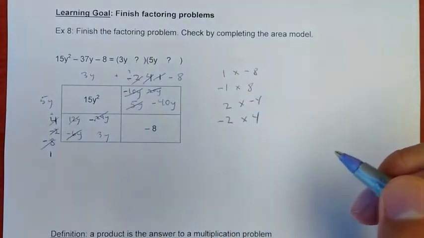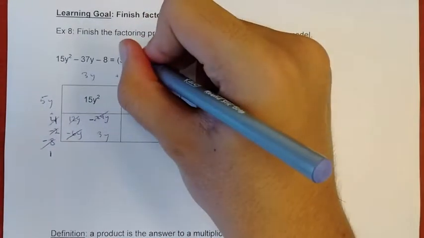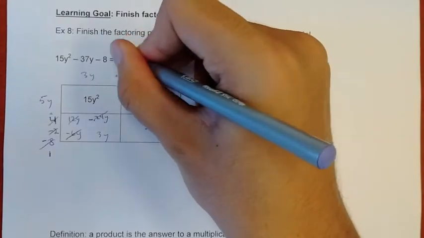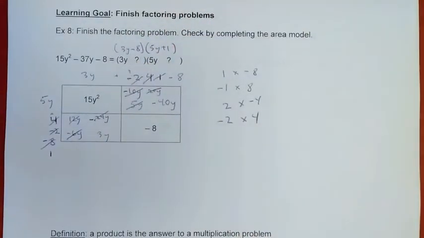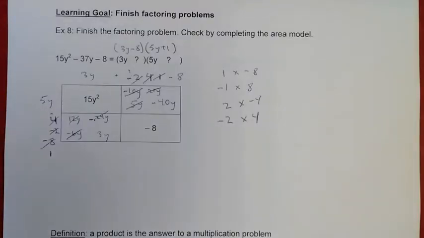So we know that the correct answer is actually 3y minus 8 times 5y plus 1. I know that this process may be confusing or tedious, but in the next lesson we will have a more definite or better way of doing this. Now go ahead and pause the video and discuss what happened in this example with your neighbor.